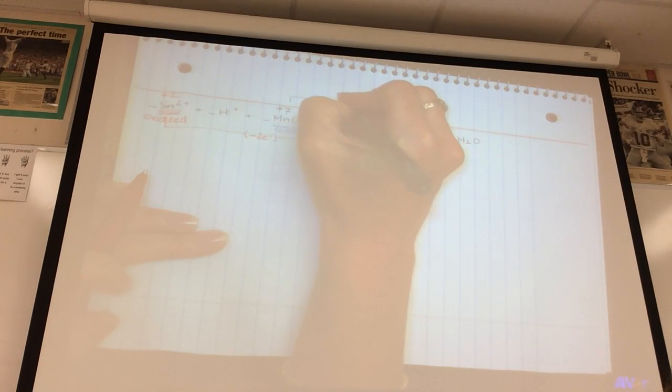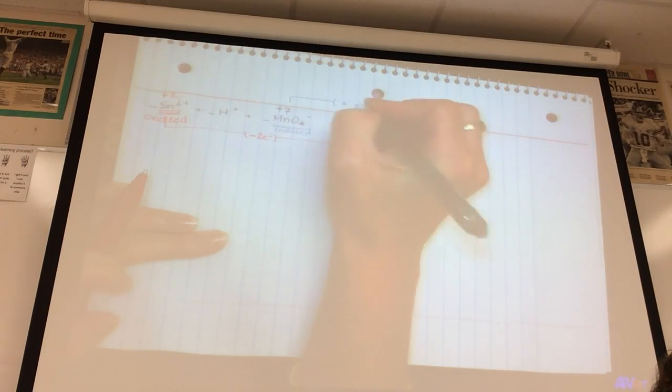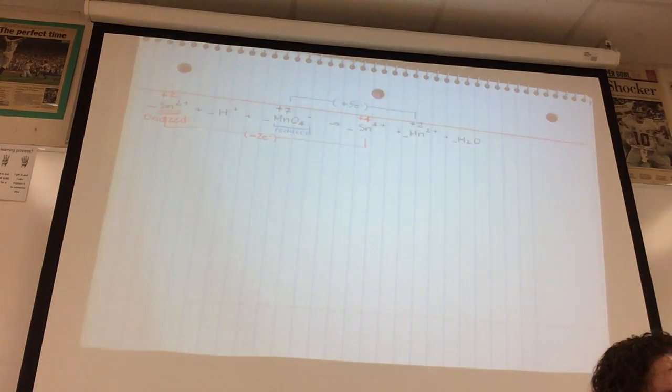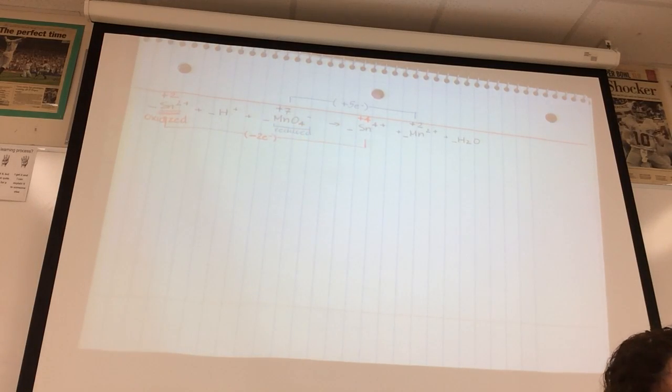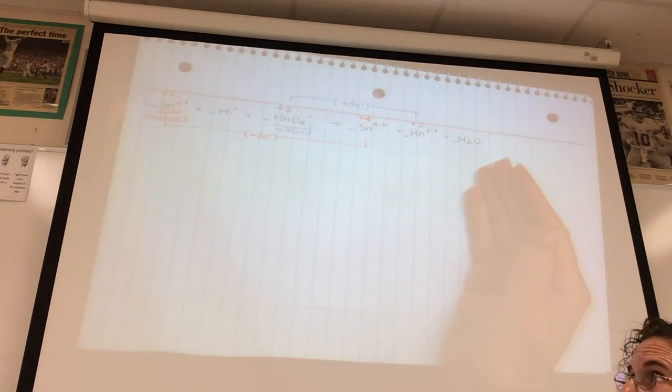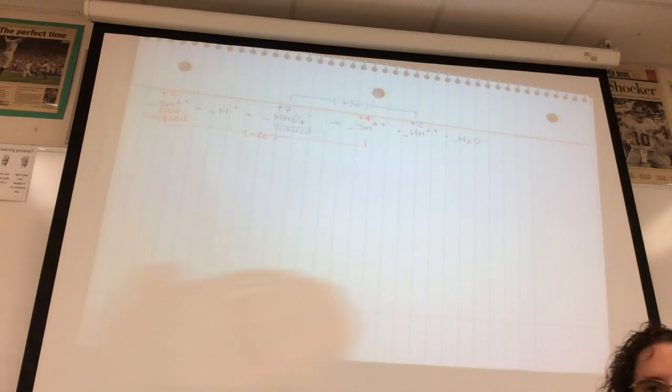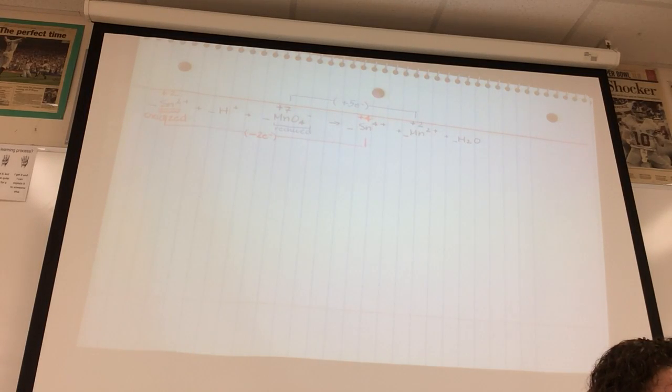And it gained how many electrons? 5. So manganese oxidation number changed from +7 to +2, but it is the permanganate ion that's gotten reduced. And on part 2 of your quiz, you'll have to balance one of these kooky wookies. Now, we've got step 1 and 2.